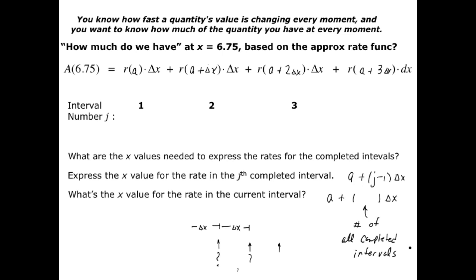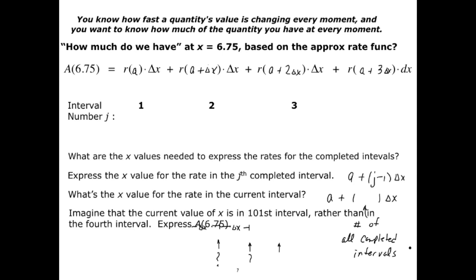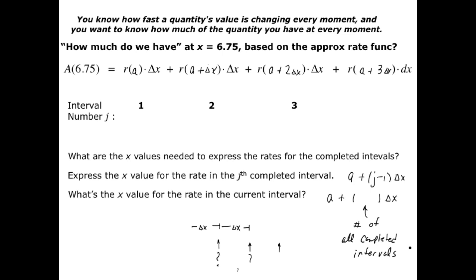It's still going to be j minus 1, because you're always in the jth interval, and you're going to go across j minus 1. But when we're in the current interval, that number j minus 1 will be all of the completed intervals. It'll be however many completed intervals you have. Does that make sense? Did someone say no? Did someone say no or yes?